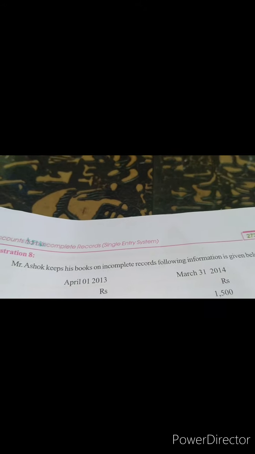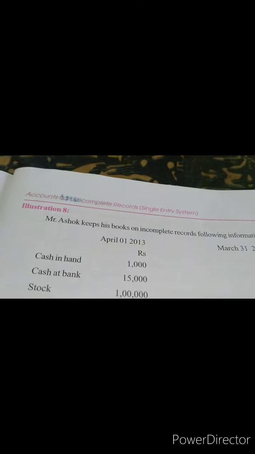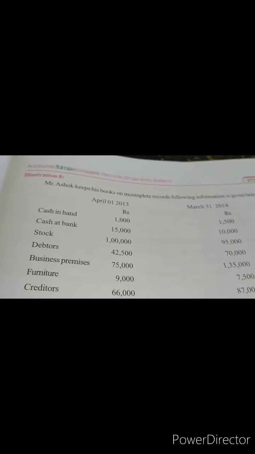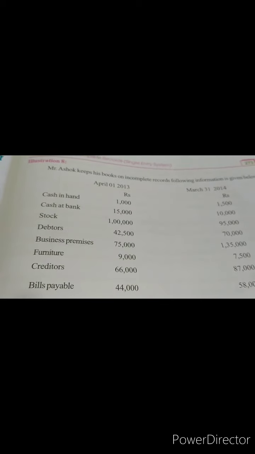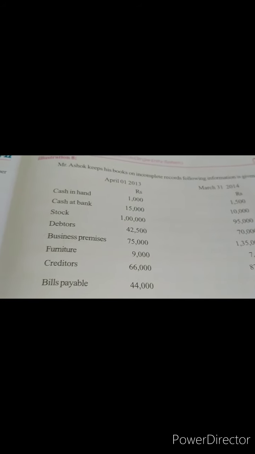It means that we have to calculate the capital at the beginning and also the capital at the end. Rest all information is given to us. You all remember, I guess, the statement of affairs, how we prepare. We put all the assets in the asset side and liabilities in the liabilities side. Liabilities deducted from the assets, we get the capital.